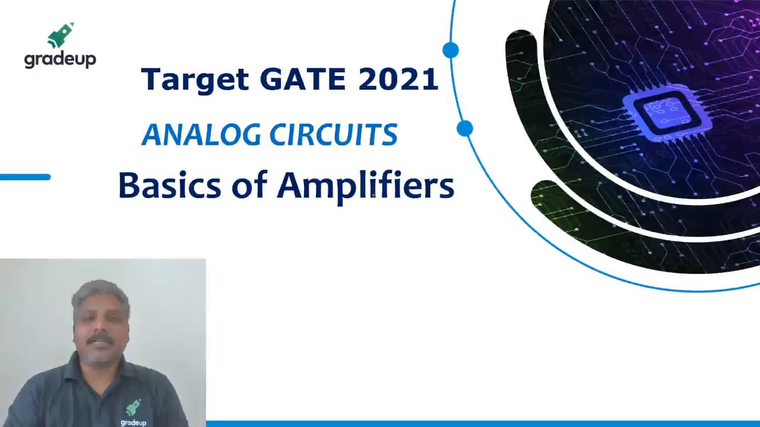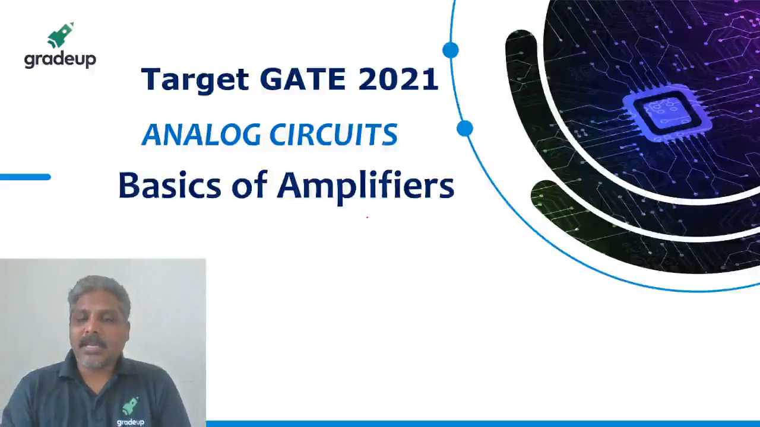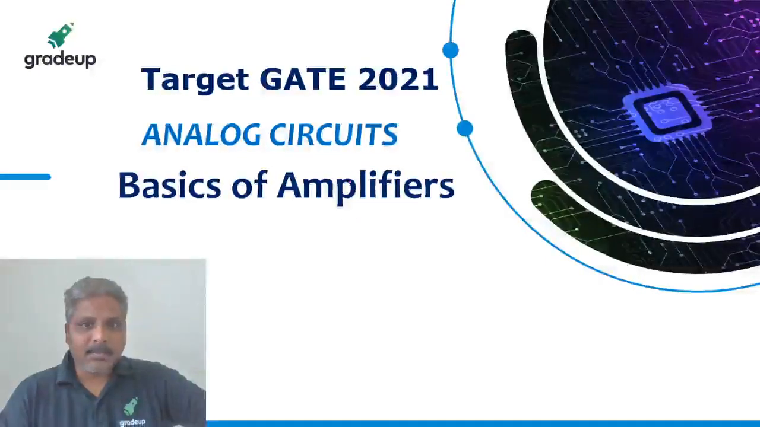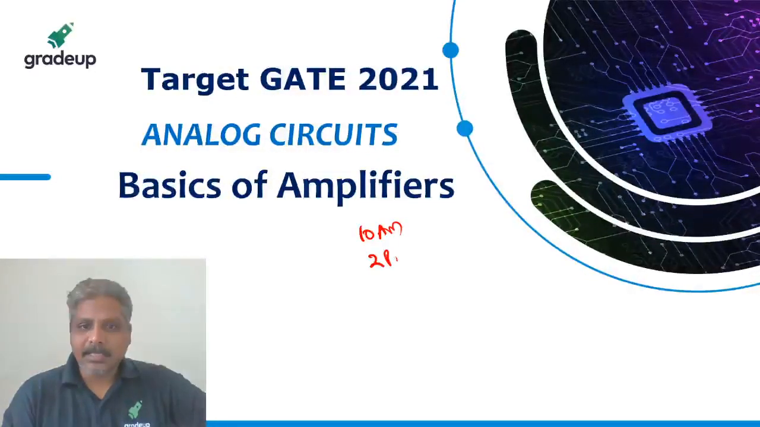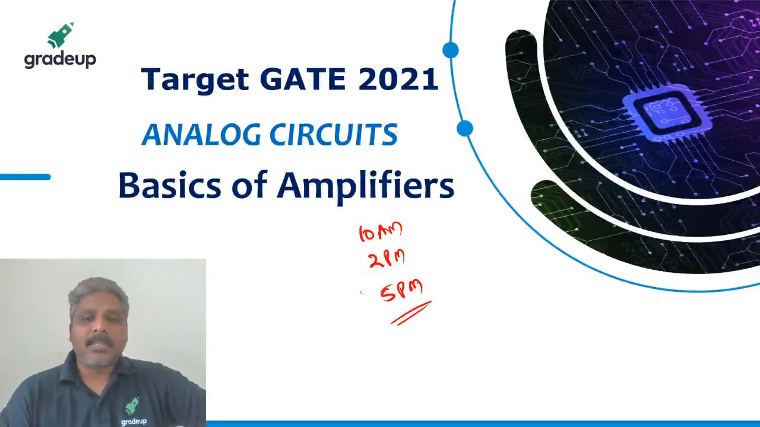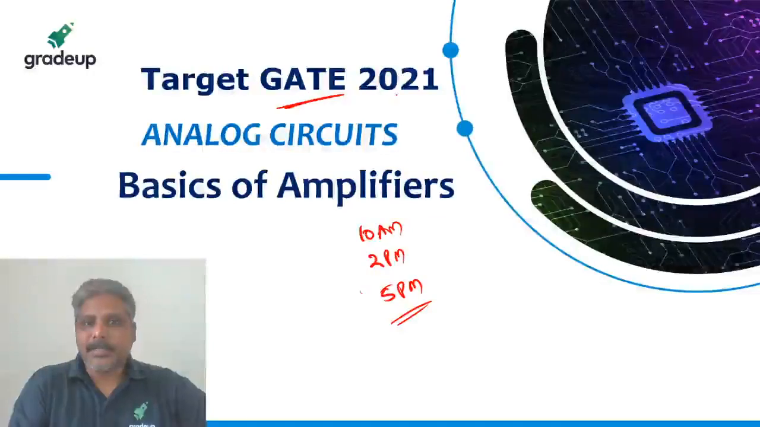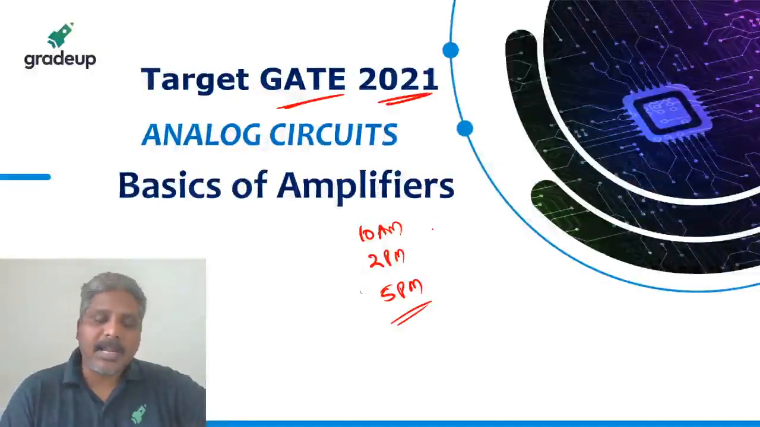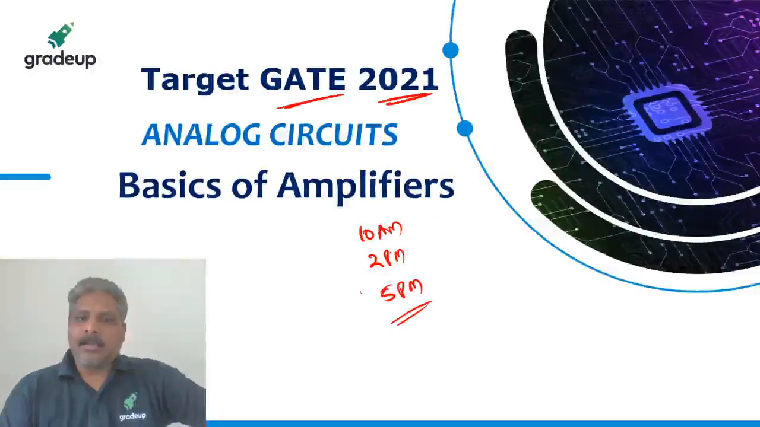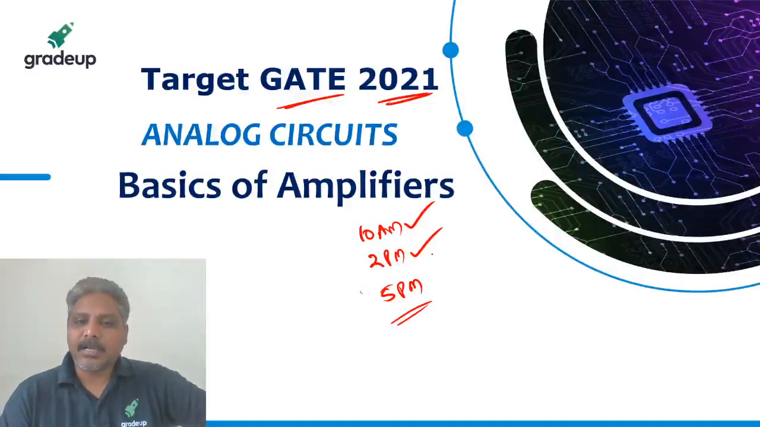Today we started with analog circuits class from basics of the diodes, biasing methods. In the morning 10 a.m. one class we had, and 2 p.m. another class we had. Now 5 p.m. I am going to have one more class for Target Gate 2021. Hope you are all doing well and safe at your places. And after continuing the classes 10 a.m. and 2 p.m., it is time to understand now about amplifiers.